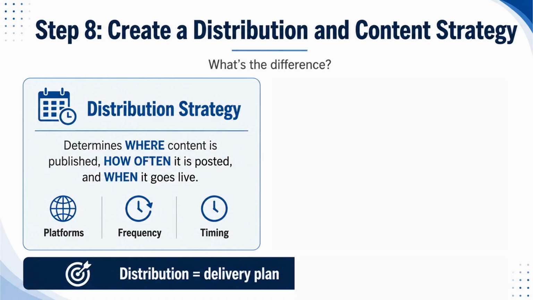This is basically the delivery plan. You're going to decide where content gets published, how often it gets posted, and when. When does it go live? When does it go public, if you will? This is where we think about the platforms, posting frequency, and the timing.